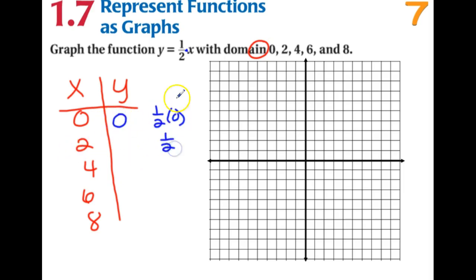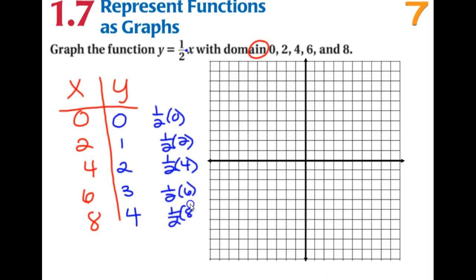Then 1/2 times 2, well, half of 2 is just 1. Then half of 4 is just 2. Some of you are already seeing a pattern, 0, 1, 2. I can imagine 3 and 4 would come next. And if you double checked, half of 6, yep, is 3, and half of 8, yep, is 4.